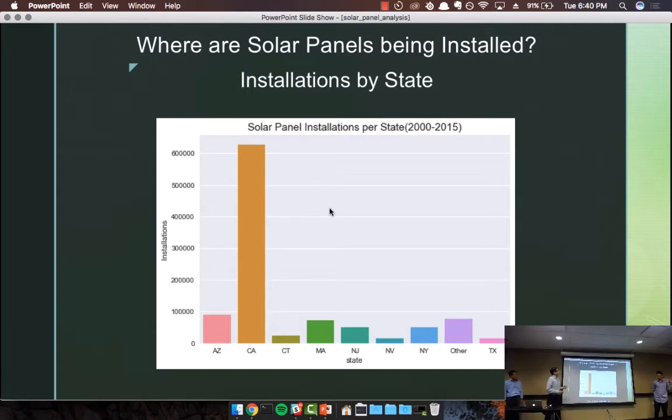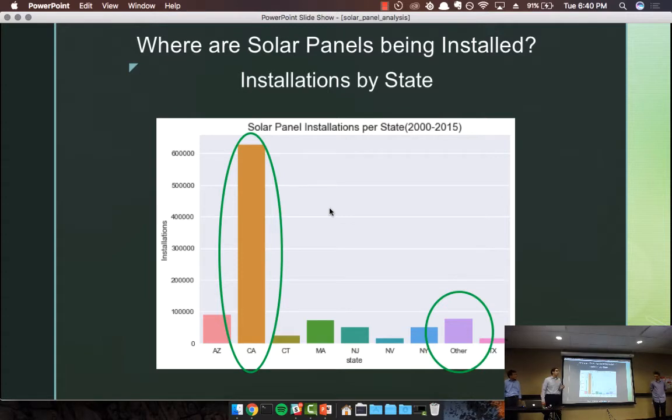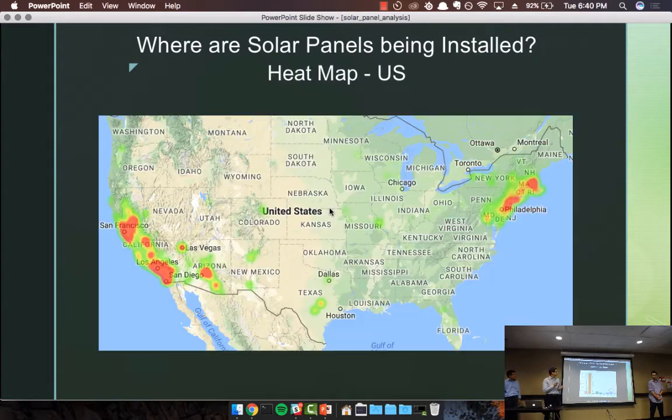In terms of the first question, which is where are solar panels being installed, it's clear as day, right? California is leading the pack with over 600,000 installations, followed by Arizona, Connecticut, New Jersey, and Texas. An interesting bit of information that we noticed was that the 42 remaining states only account for less than 100,000 installations. So that's less than Arizona. We're thinking that perhaps there's a lot of opportunity there for installations.